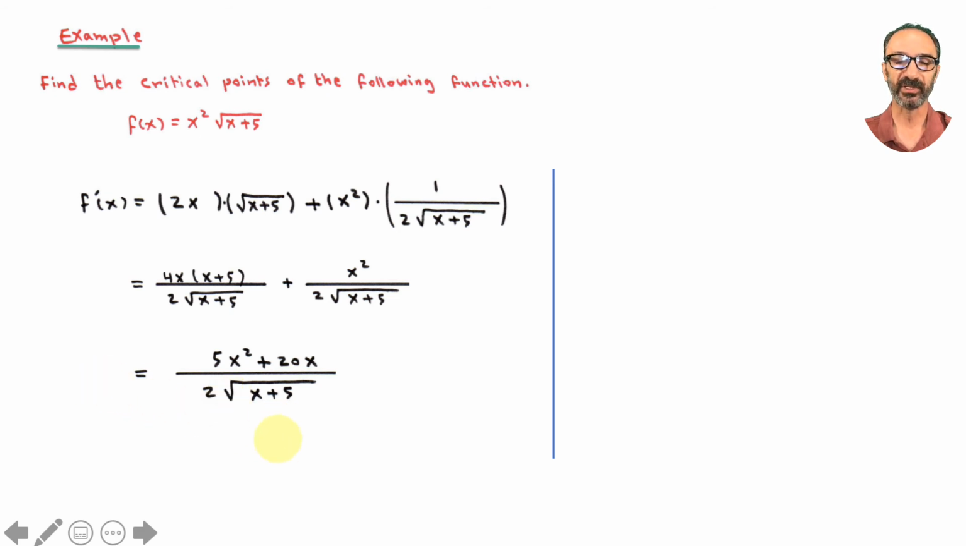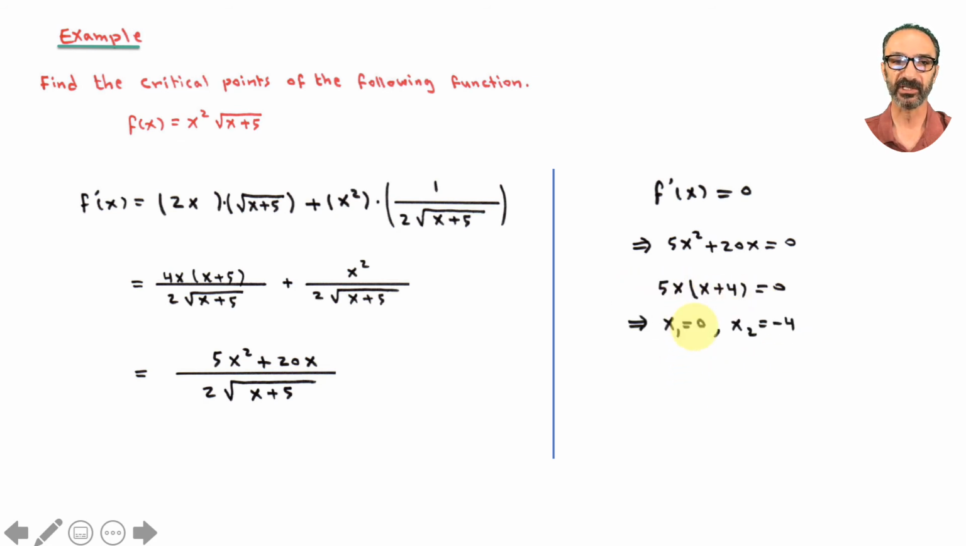This f prime will be 0 when the numerator is 0, which means 5x to the second plus 20x is 0. Let's factor 5 out and factor one of the x's out. This way we could find both zeros, which are 0 and -4. That should do it for this problem. So the critical points are 0 and -4.